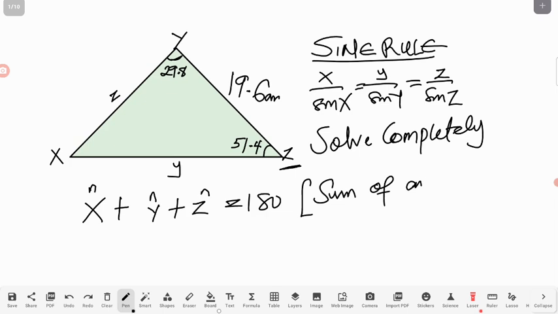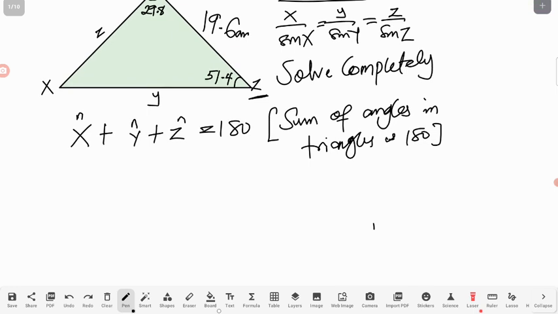of angles in a triangle is 180 degrees. That is a law. When you sum everything together in a triangle, it surely gives you 180 degrees.